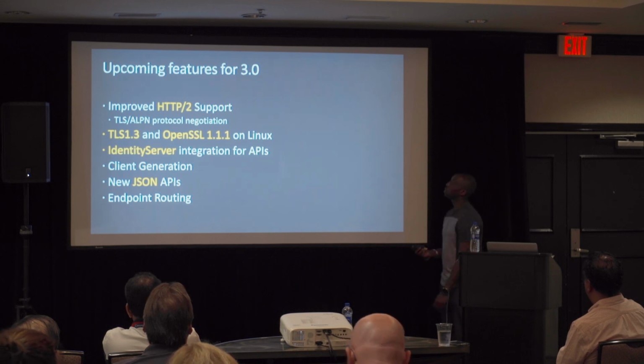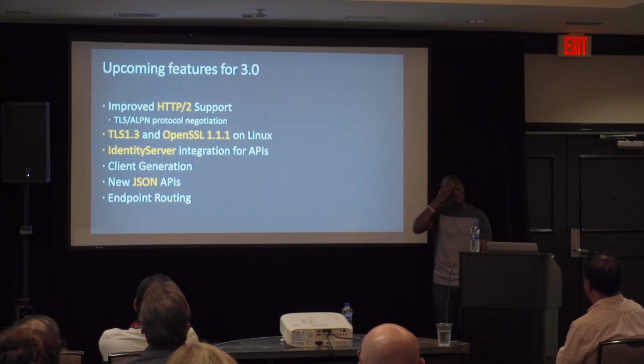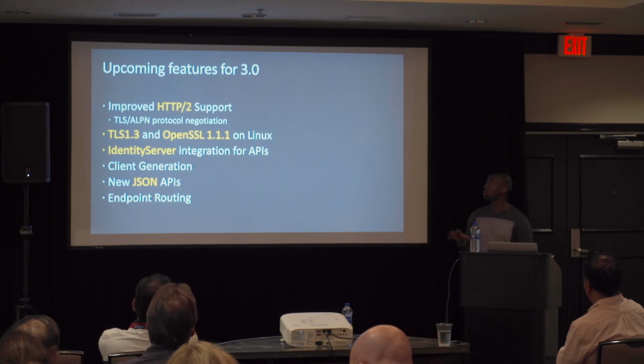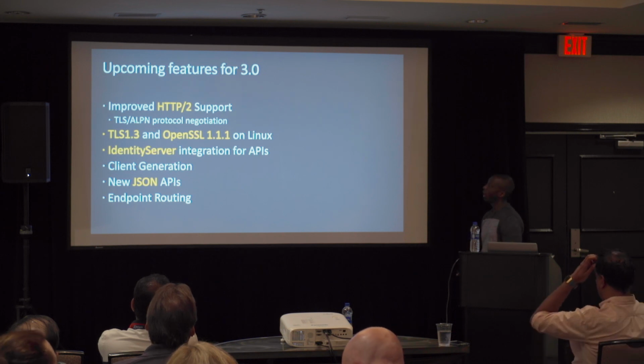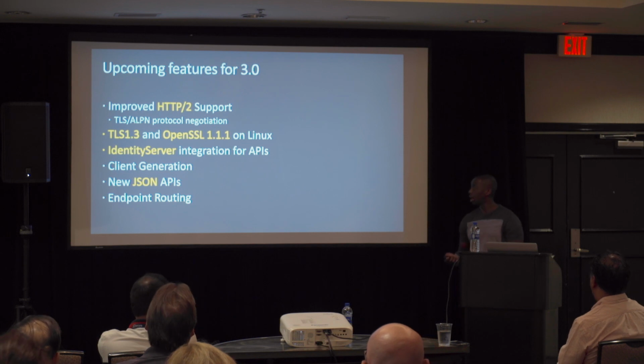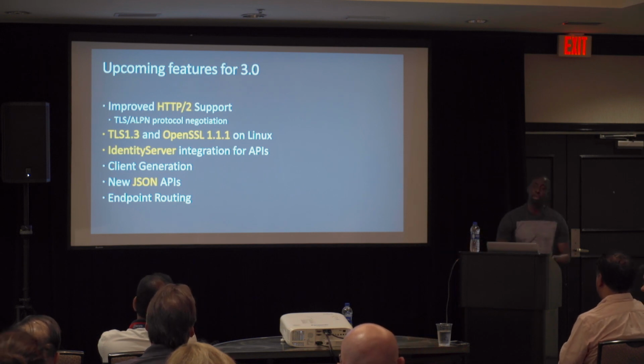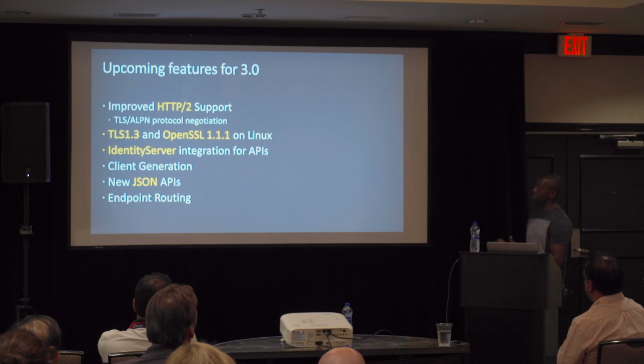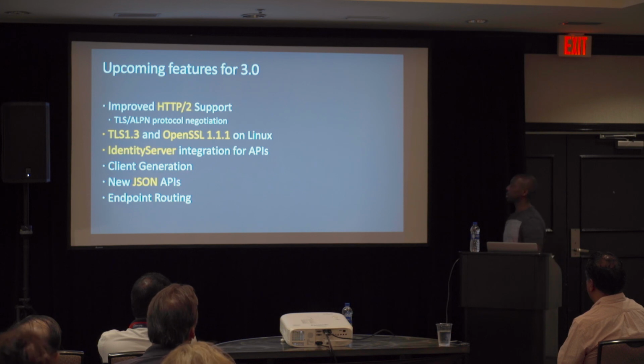So, all right, we spoke about a lot of the features that we saw that we could do today, and also some things that are coming in 3.0. Some other things that we could expect to see are Identity Server support. We have the new JSON APIs that are coming out, which should be interesting. So we're replacing JSON.NET with our own JSON APIs. That should be a lot more efficient, allocate less memory, those types of things.